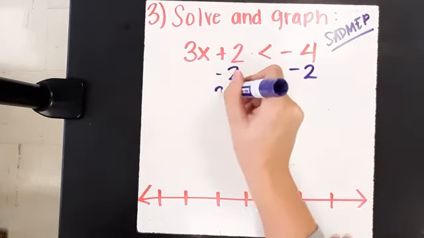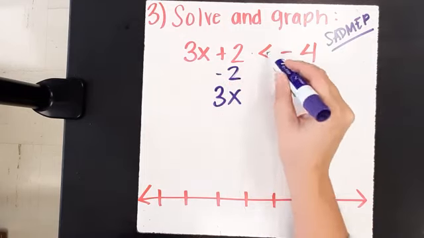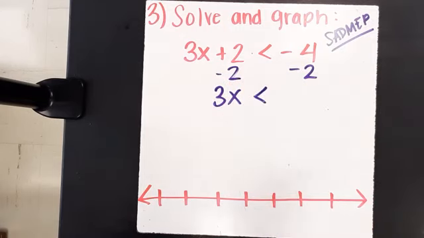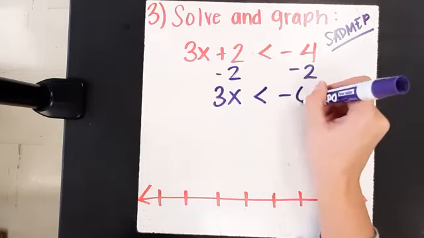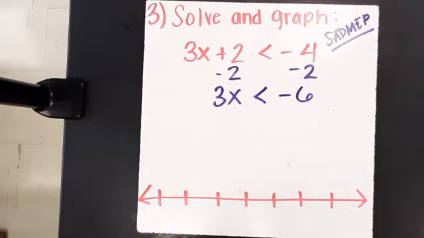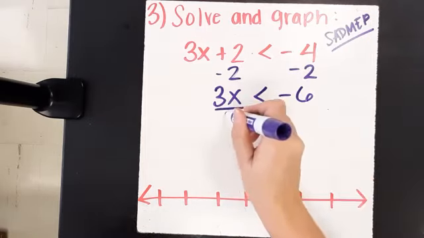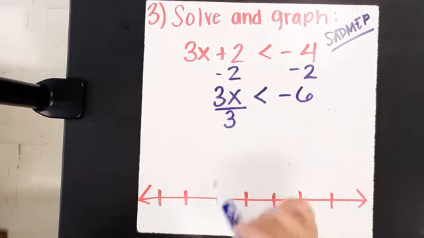So on the left, that leaves me with 3x. I'm going to bring down my sign just like I would my equal sign. So 3x is less than, and over here, negative 4 minus 2 is negative 6. My last step is I need to divide by 3 to cancel out my multiplication.